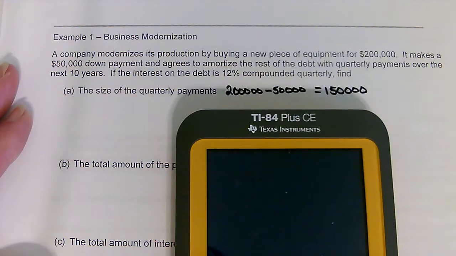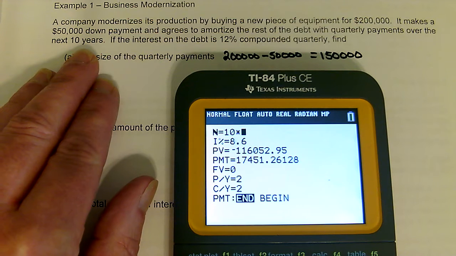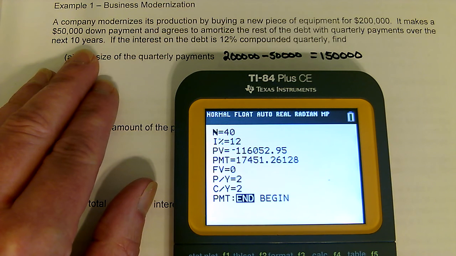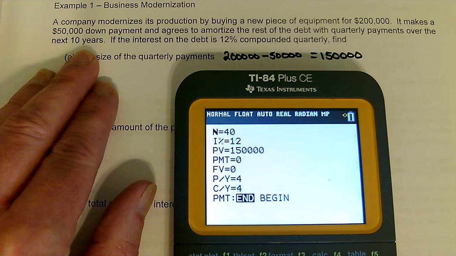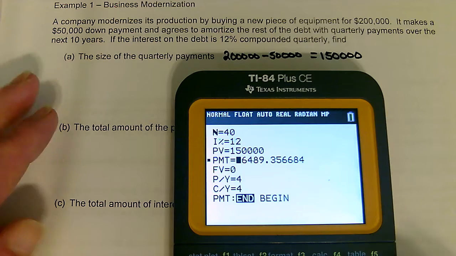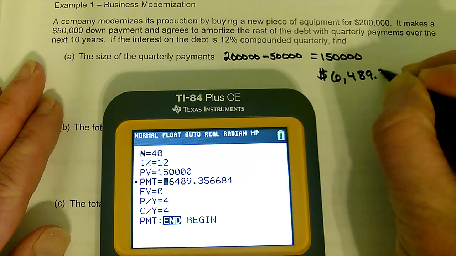So in the calculator, hopefully by now we've gotten the hang of this, it's 10 years compounded quarterly. The interest rate is 12%. The present value is, well, it's actually positive because we hadn't paid it yet, 150,000. And we're trying to find the payment, right? So that the future value will be 0. We're trying to pay this off. And it's quarterly, so we're going to put that as 4. And we're going to leave it as end because it doesn't say that we're having to pay at the beginning of the month. And we want to find the payment, so you put the cursor on payment and press alpha enter. And so the payments need to be $6,489.36.